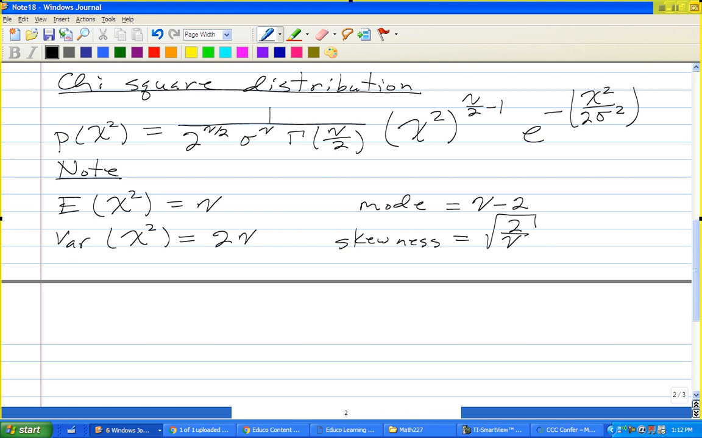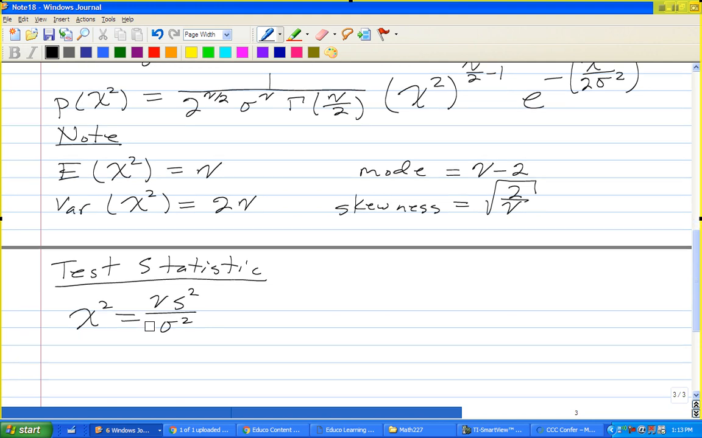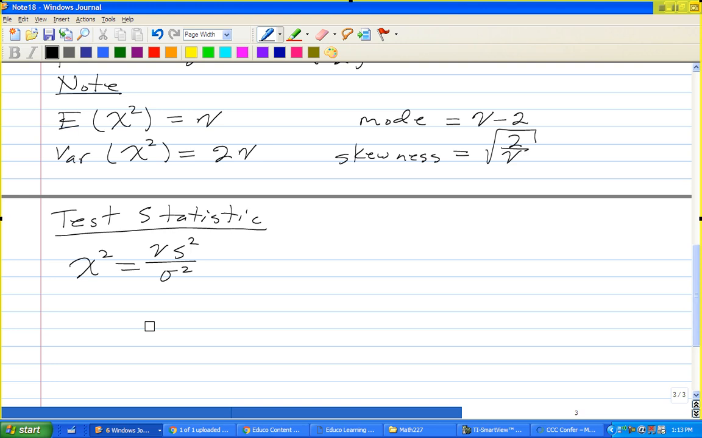The test statistic is just chi-squared is equal to the ratio of variances. It's just the degrees of freedom times the sample variance over the population variance. Okay, so we have some approximations for chi-squared.